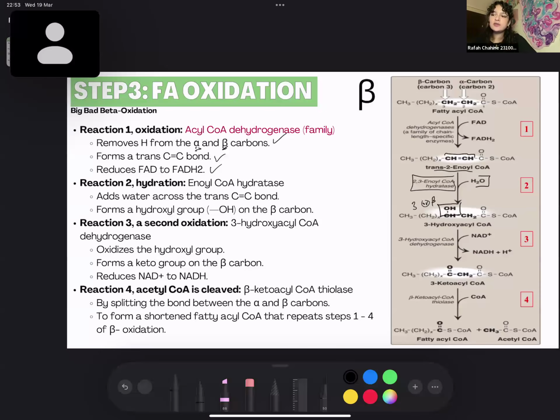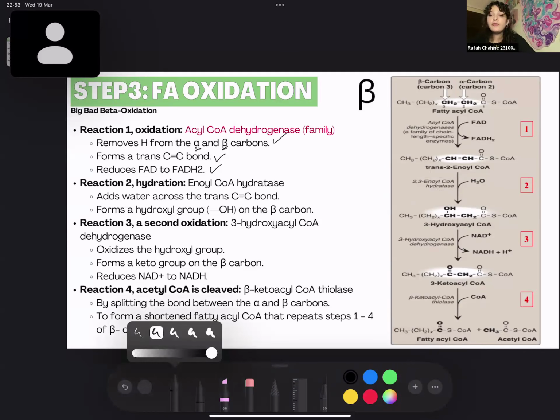What is it going to yield? It is going to yield 3-hydroxy-acyl-CoA. 3, because obviously the hydroxyl group, which is the hydroxy, is on the third or the beta carbon. Acyl-CoA because this is an acyl-CoA. So this is what we're going to have at the end of reaction number 2.